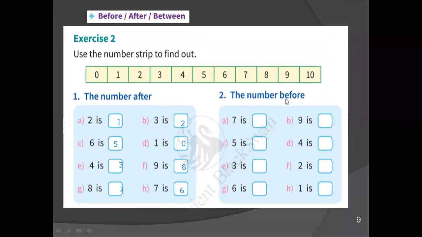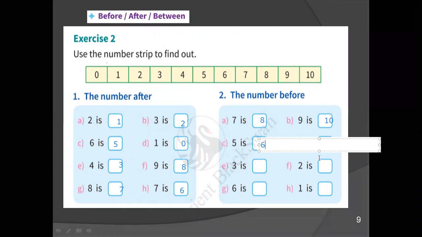Now we have to see the numbers before. 7 is before what? See, before means like this, no? In front of. 7 is before 8. So, 7 is before what? 8. Yes, again. 9 is before 10. 5 is before 6.